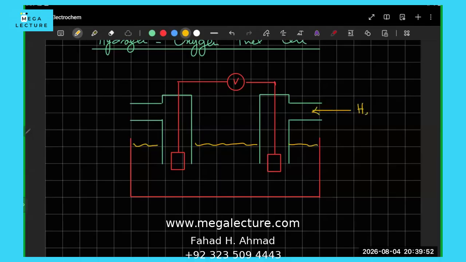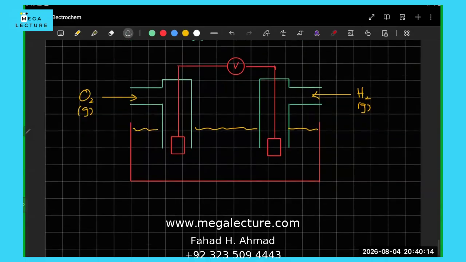This is your hydrogen gas, and this over here is your oxygen gas. Okay, it's a hydrogen-oxygen fuel cell. Can you hear the sound? Yes. So you've got these gases coming in: hydrogen gas from one side, oxygen gas from the other side. In the solution you can have an acid, so there will be water too. Some of the water might ionize as well, but this is an acidic electrolyte.